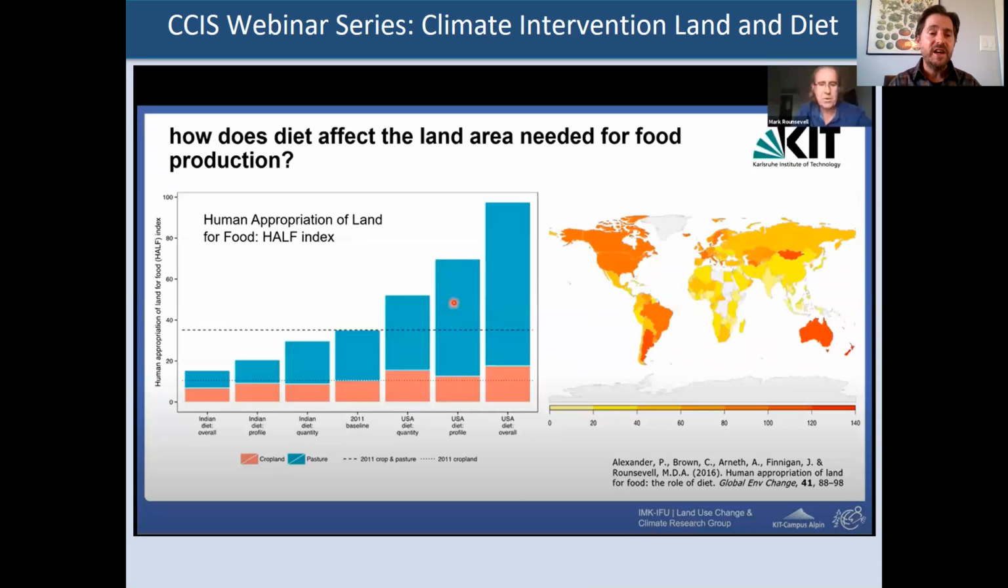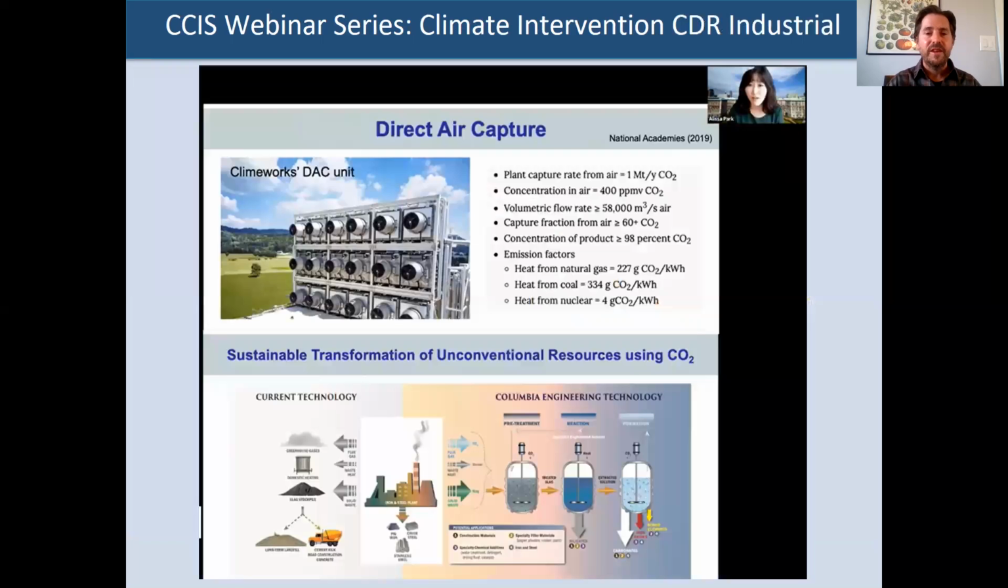Here we can see that if everyone had an Indian diet in terms of calories and also profile, we have a very small footprint. Whereas if everyone in the world had a US diet in terms of profile and content, then we have a much, much larger, in fact, 5 times larger area of land.